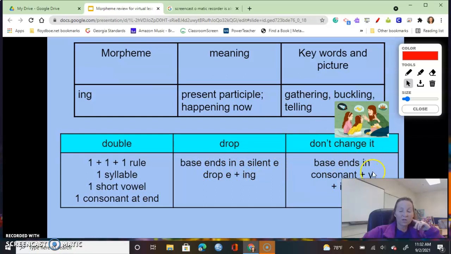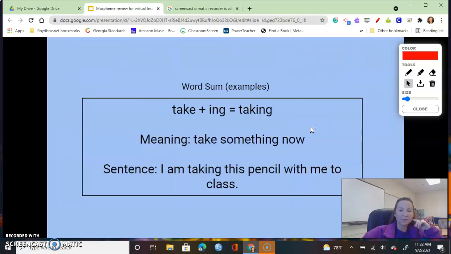We drop if the base ends in a silent E, just like ED. We don't change the Y to an I. We leave it and add ING. Here's an example. Take plus ING is rewritten as taking. This was a drop it rule. I dropped the E and added ING. This means take something now. I am taking this pencil with me to class.